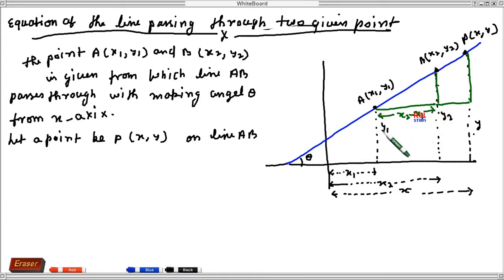So this distance will be x2 minus x1, because this is x2 and this is x1. Since this is parallel and equal to this, this is also x2 minus x1. Similarly, this distance is y2 and this is y1, so this must be y2 minus y1.